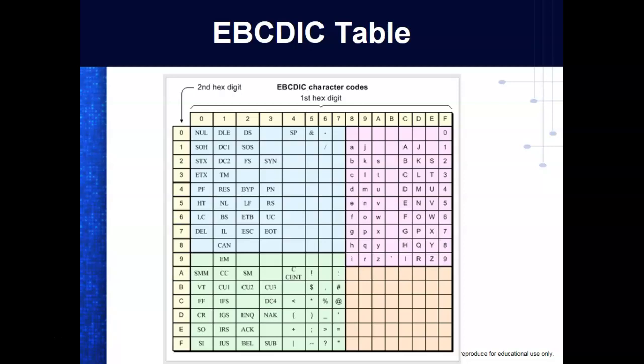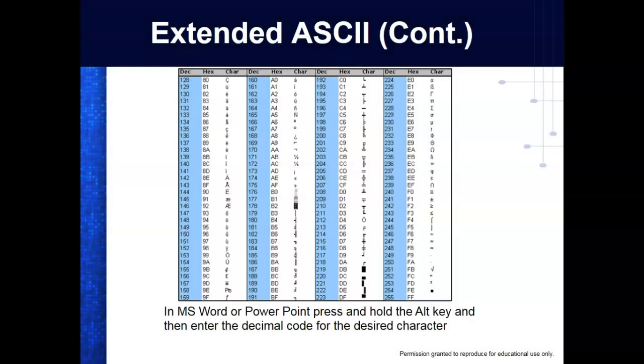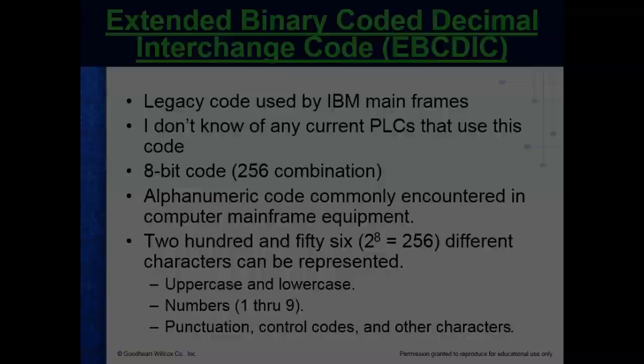So the book says it's extended ASCII. What extended ASCII is, it's actually an 8-bit code, and it adds a bunch of graphics characters to our screen. And this is actually true EBCDIC.